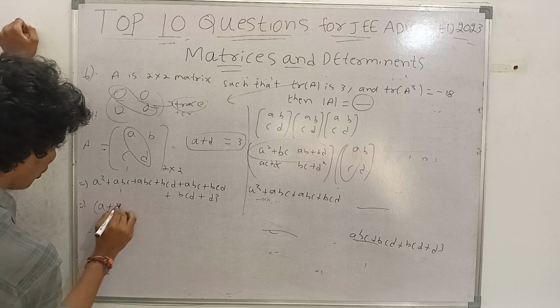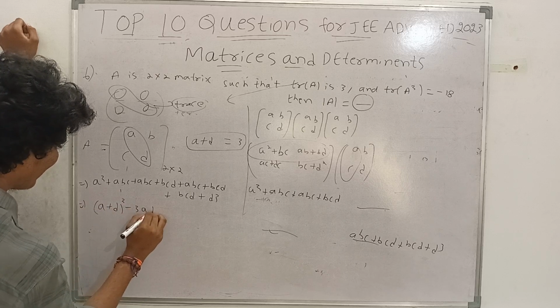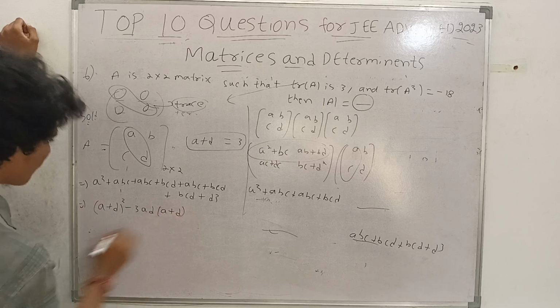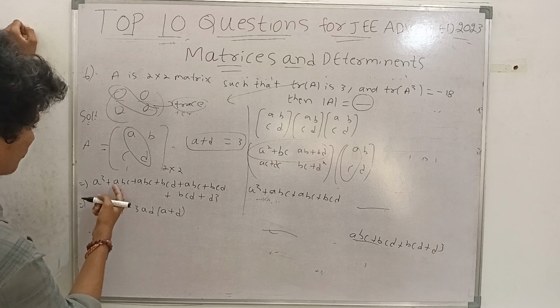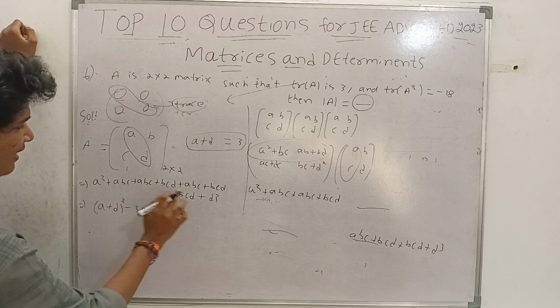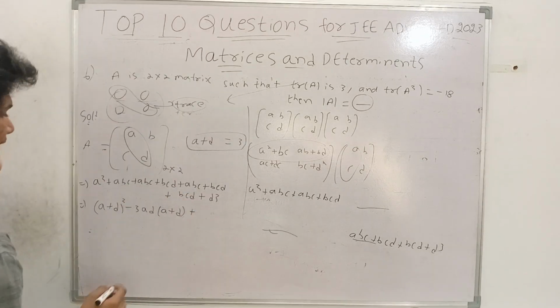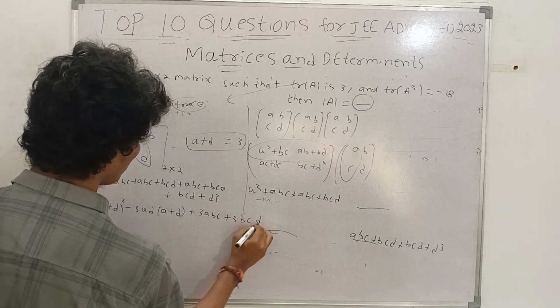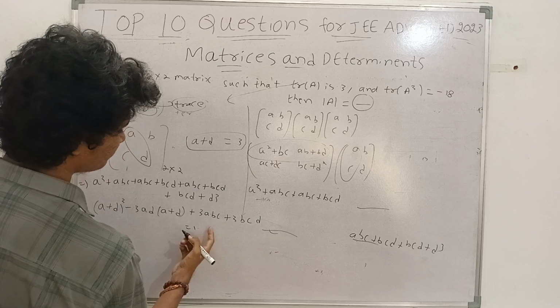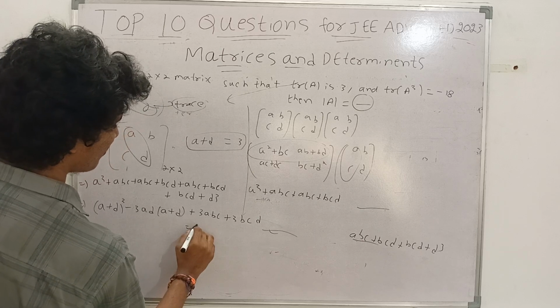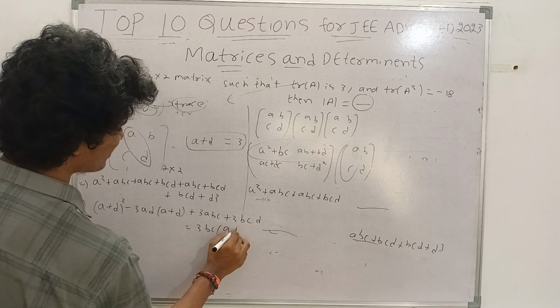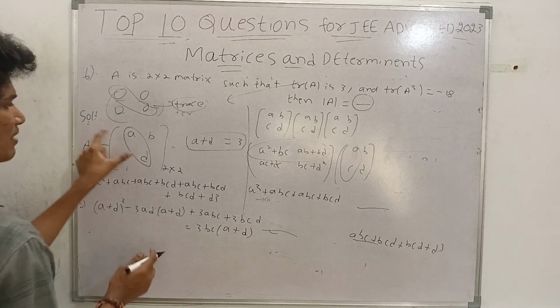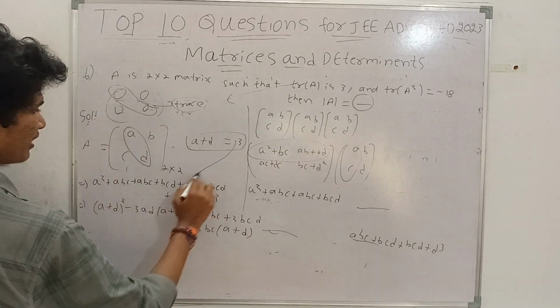Now A cube plus D cube, what can we write? A plus D whole cube minus 3AD into A plus D. This is a formula. And here ABC, ABC, ABC and BCD: there are 3 ABC and 3 BCD. From this, if you take common, what can we take common? 3 BC, and A plus D we get. And what is the value of A plus D here? 3. We can substitute here.